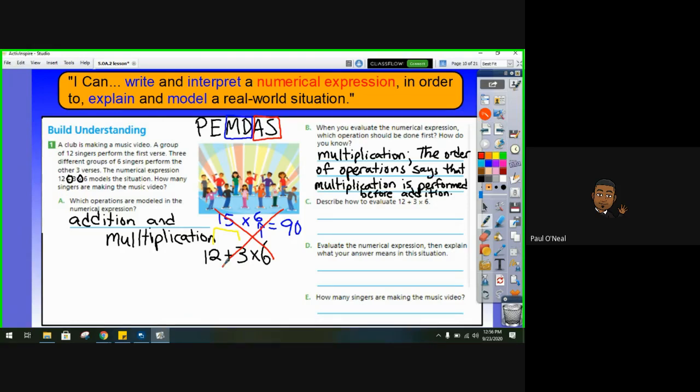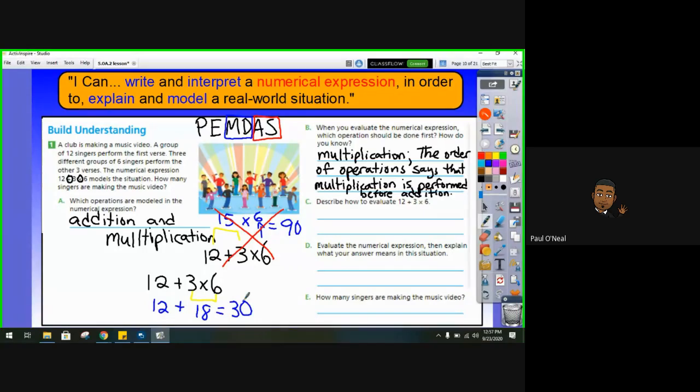Okay? The real way to solve this, 12 plus 3 times 6, based on learning the order of operations, you must do multiplication first, of which then you will get 18. And here you would have 12 plus 18, which equals 30. Two totally different answers, okay? But again, that's with understanding and knowing the order of operations, which you will, okay?